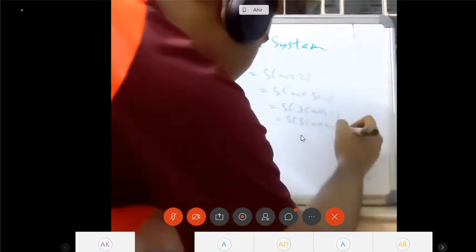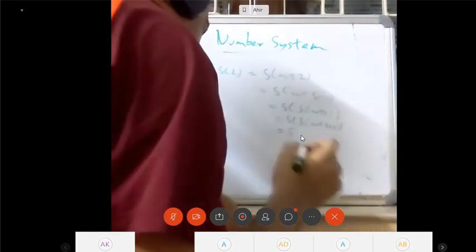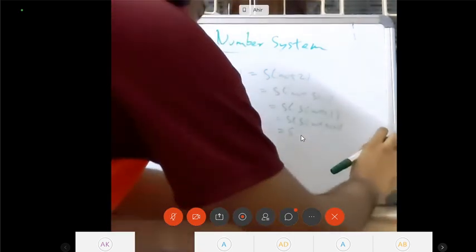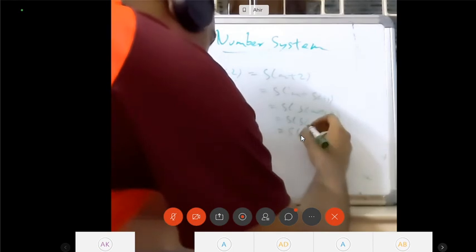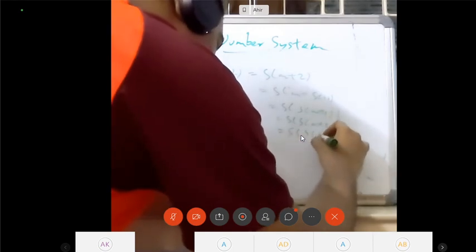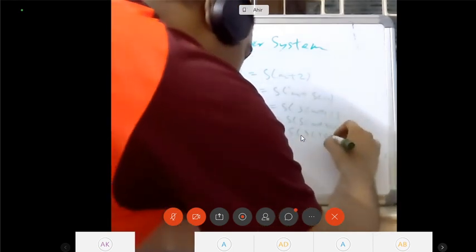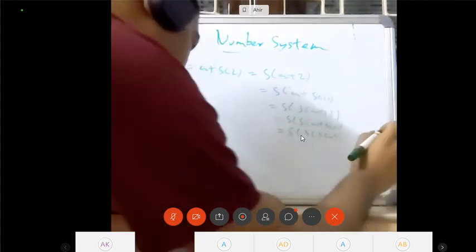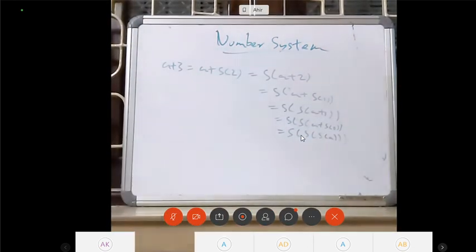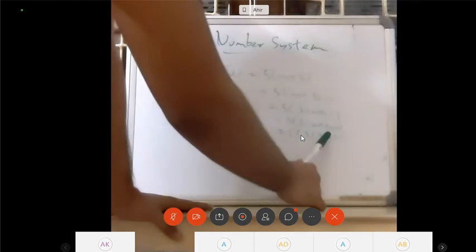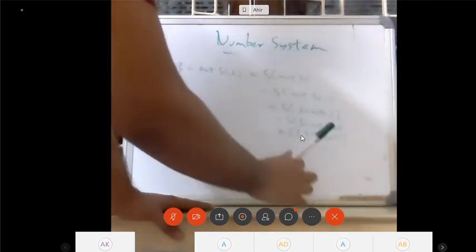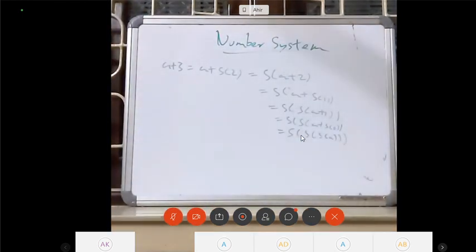How many brackets? 2 brackets right here. What is A plus S0? It is S of A plus 0. This is A. S of A. So basically this is a recursive function. If you compute this, you get A plus 1, A plus 2, A plus 3. So addition is basically recursive, and same for multiplication.